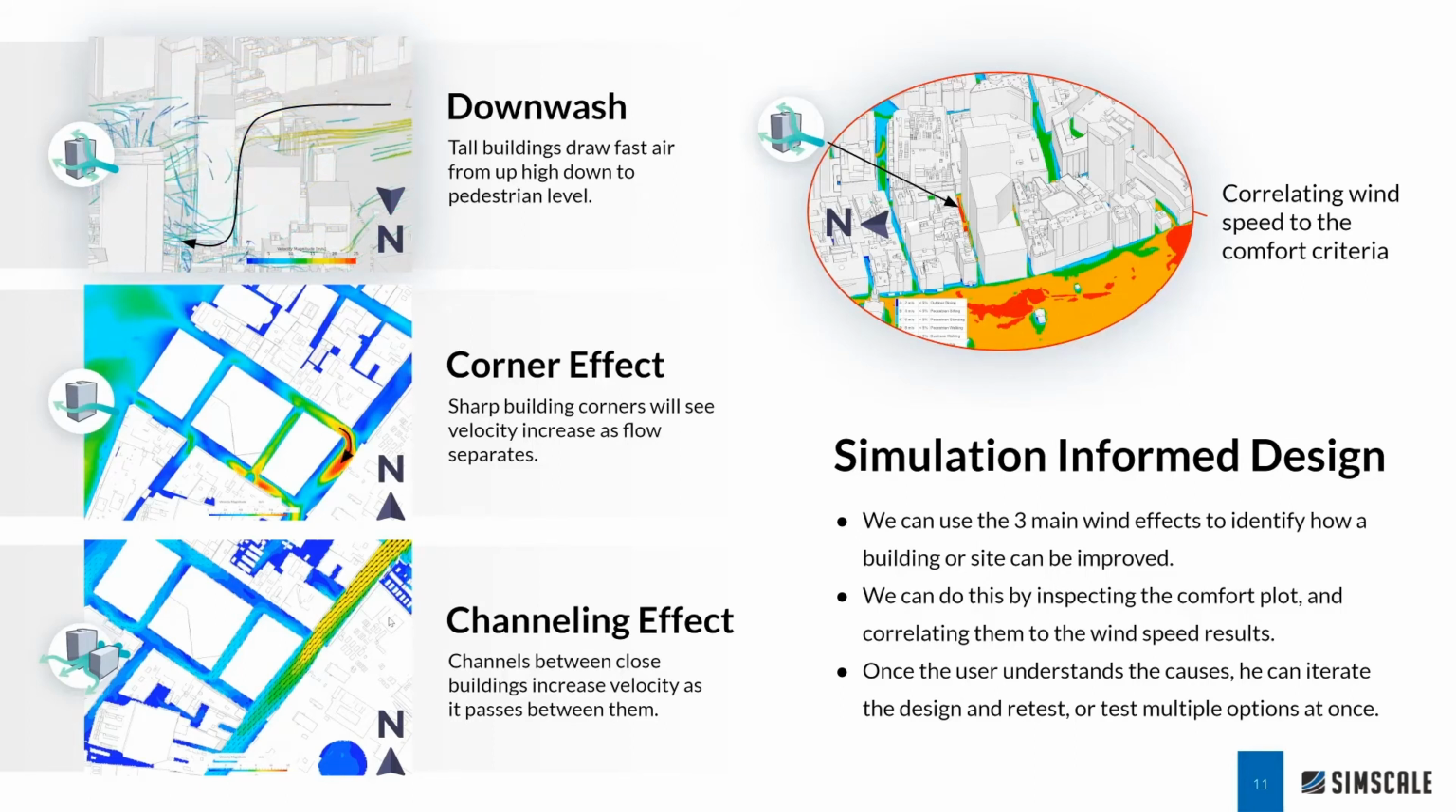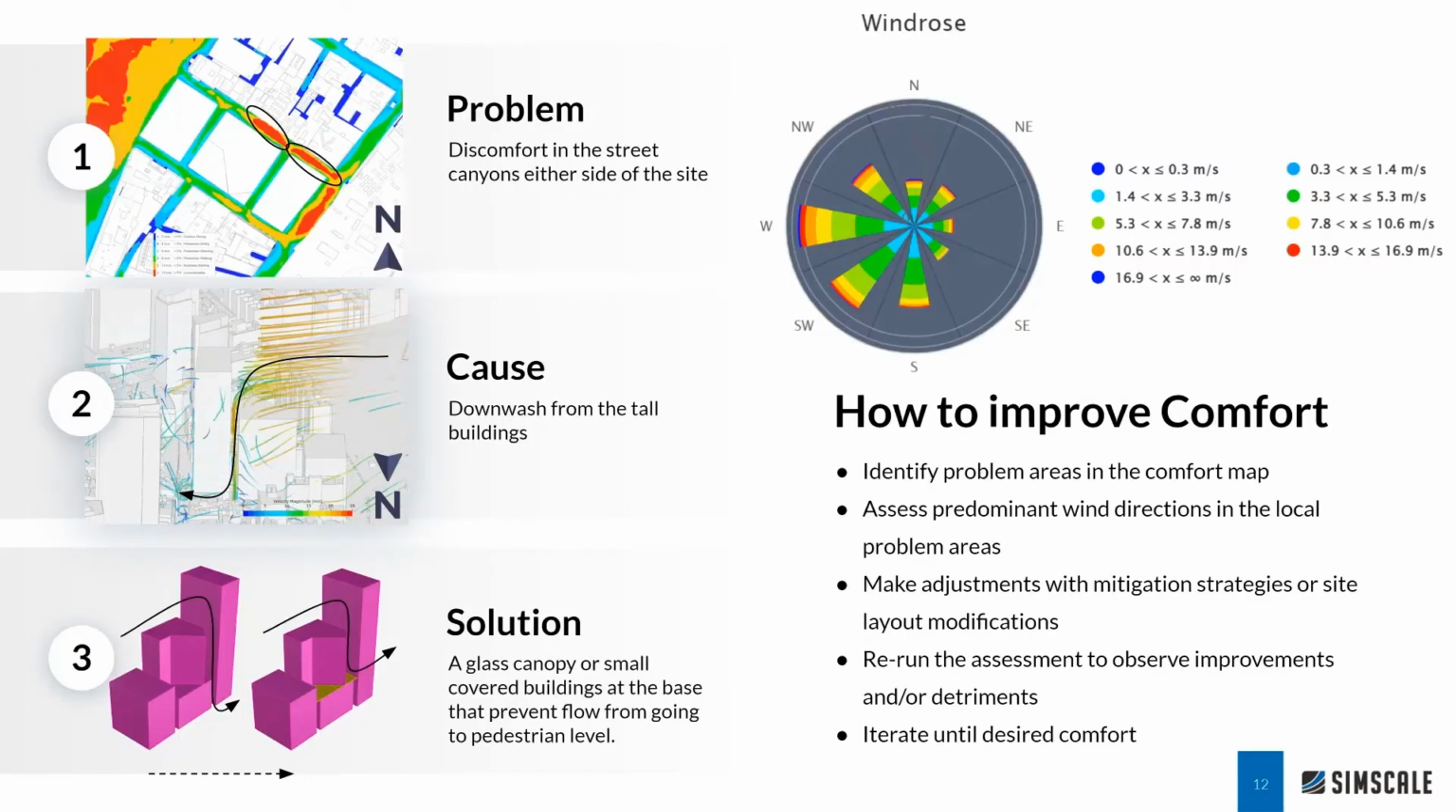And also the channeling effect. So when wind blows down a corridor or a wind channel, it actually increases the wind speeds and affects comfort. So those are the three main effects. So let's quickly look at how we can use those effects to really mitigate and improve a design, or make a design iteration. So here we've got a problem.